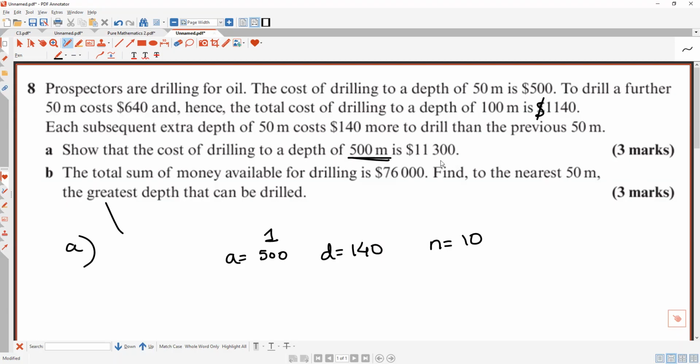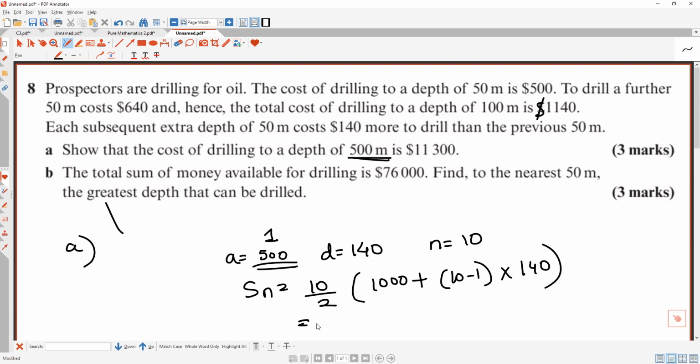Okay? Now you have to show that for 500 meter, the cost of drilling is around 11,000. We're trying to find the total cost over here. So, can we do Sn? Sn is equal to n by 2, 10 by 2, open bracket, 2a. So 2a is 1000, na? 1000 plus n minus 1 into d.